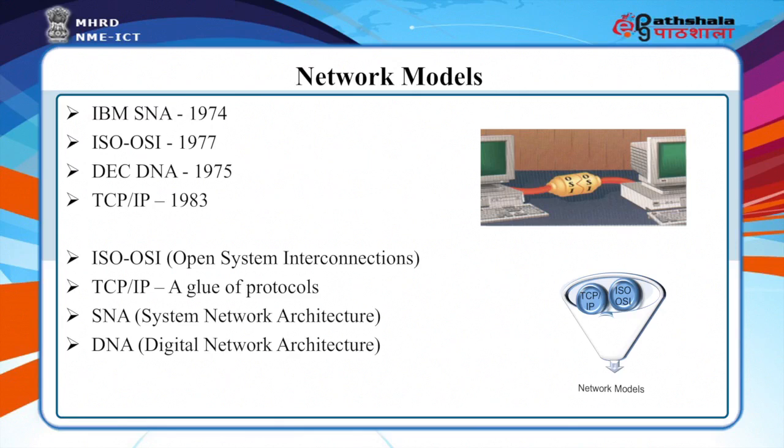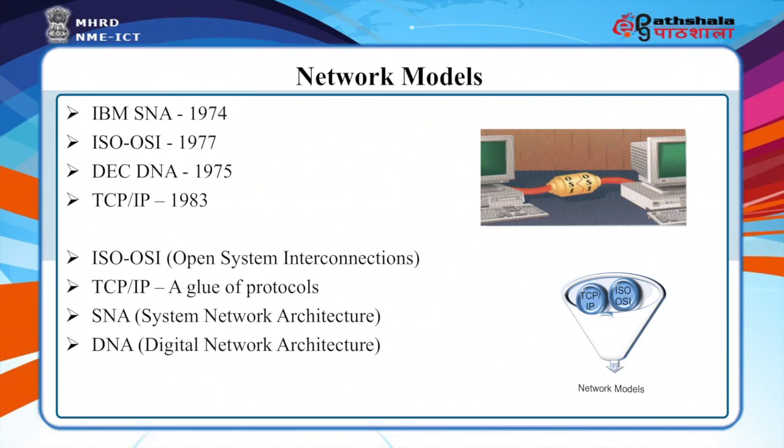This company is Digital Equipment Corporation. Their model is called DNA. This is again a different kind of network model. From company to company, the architecture, though it is exchanging data, differs in the process of communication between the computers over the network.